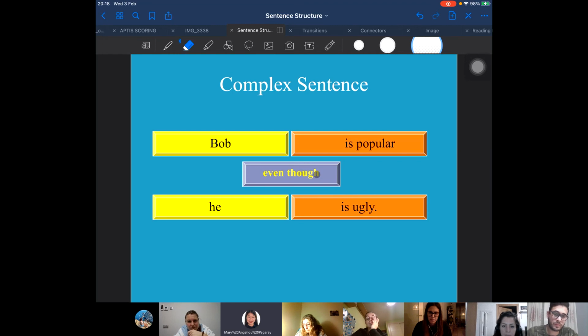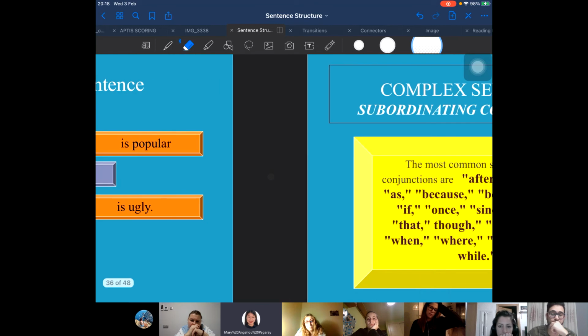So as you can see here, it's more difficult because we don't have the comma and we don't know where "even though" belongs. But "even though" is saying "due to the fact that," and what is the fact that this person is saying? The ugliness of Bob. So directly you know that this is the dependent.